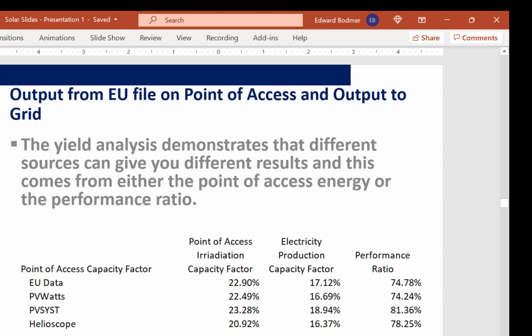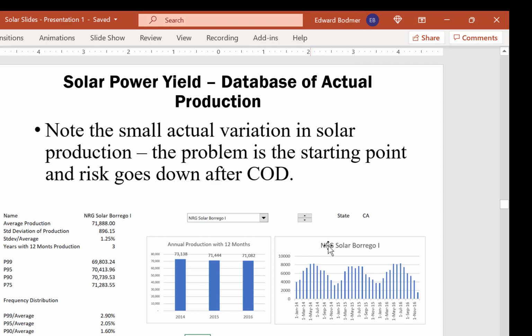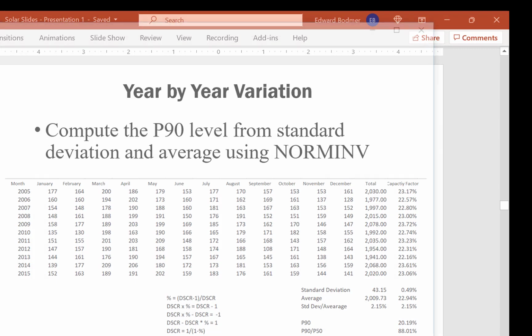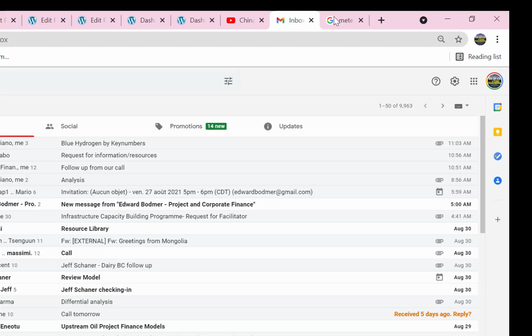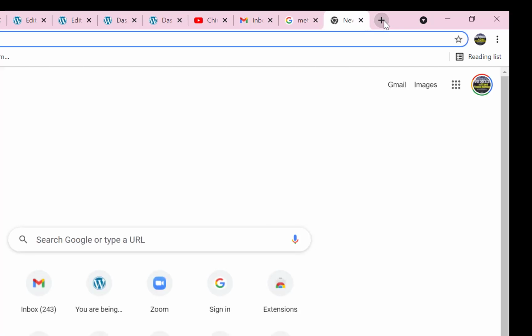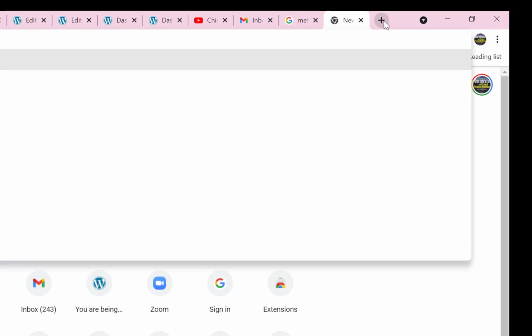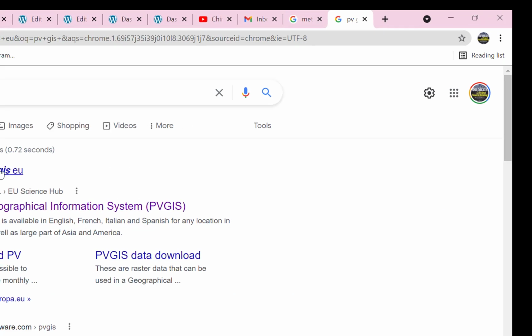And then I've got some other examples here where we get some differences. Here is a point I wanted to make, is that when we look at the actual variation from year to year, that's often very, very small. And if you go to the website here and do, what am I going to do? PVGIS EU, that's the one I tend to get.